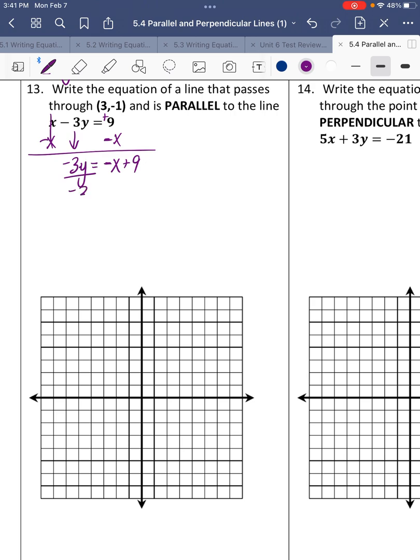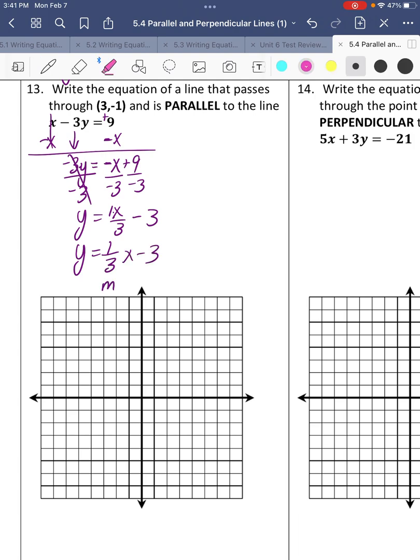So then that's negative 3 times y, so we divide by negative 3, divide by negative 3, divide by negative 3. Y equals, a negative divided by negative is a positive. 9 divided by negative 3 is a negative. This looks kind of weird with the slope. Well, let's not make it weird. Let's just put a 1 there. And then if you take that 1 out, there's your slope. Slope is 1/3. Cool. We want a parallel line to this. Awesome.